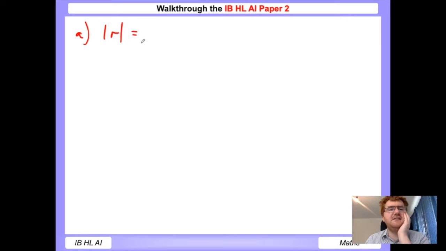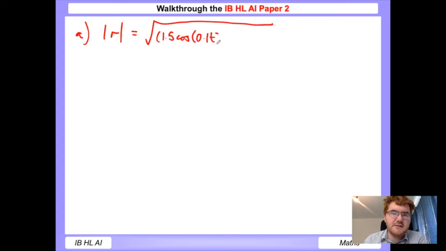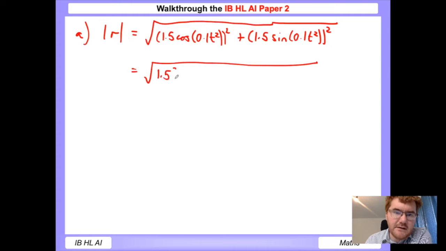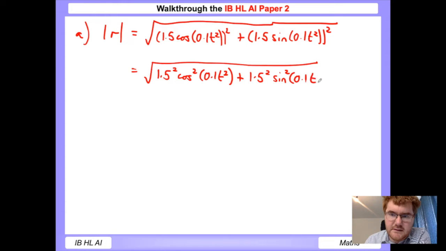Modulus is mathematician, but this is physics essentially. So the magnitude of the vector, which remember we're just going to use Pythagoras on. So it's going to be the square root of 1.5 cos(0.1 t squared), all squared, so lots of brackets, plus 1.5 sine(0.1 t squared), all squared, like so. So what we'll get here, to expand this out, we're going to get 1.5 squared cos squared 0.1 t squared plus 1.5 squared sine squared 0.1 t squared.